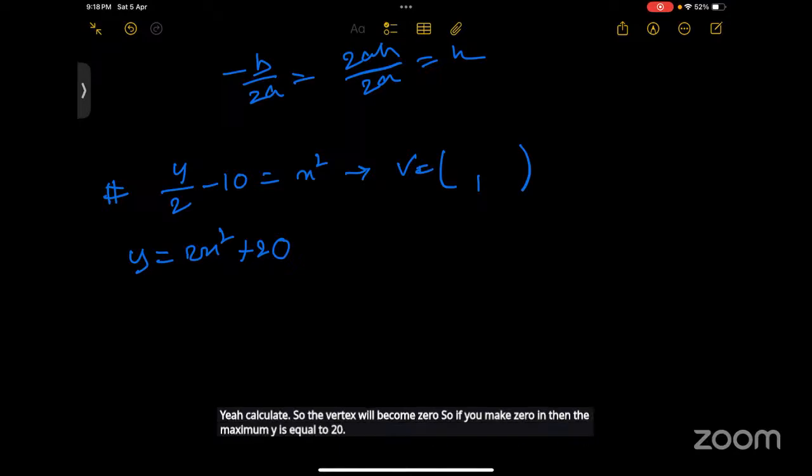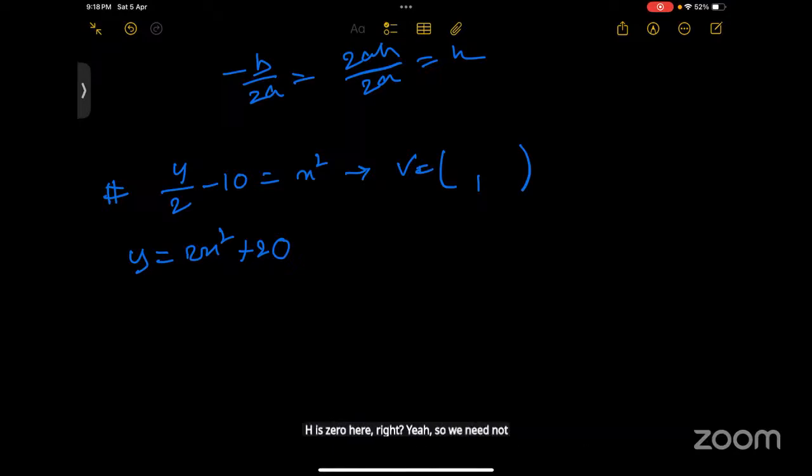So we need not calculate it directly. h is 0 because x square means x minus 0 square, right? Correct. And k is 20. So your vertex is 0, 20. So the minima is at 0 and the minimum value is 20.